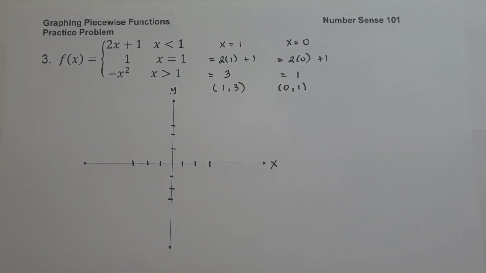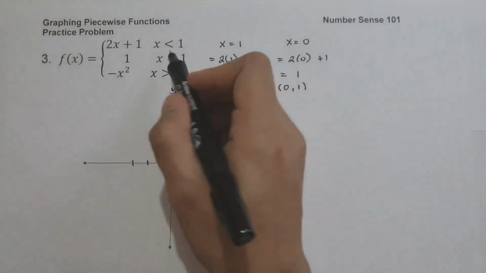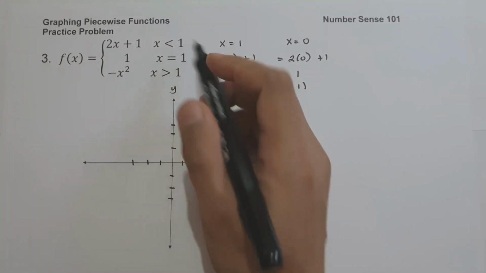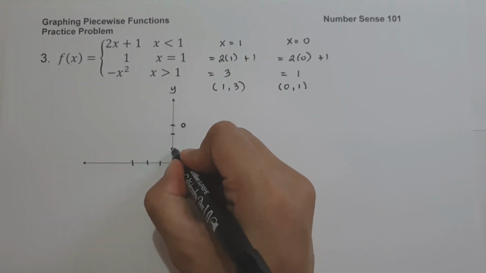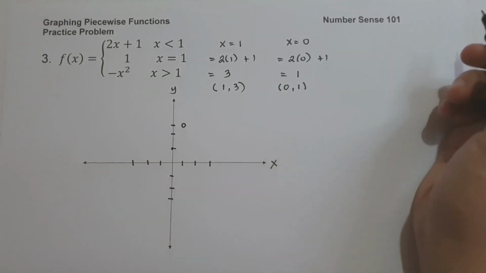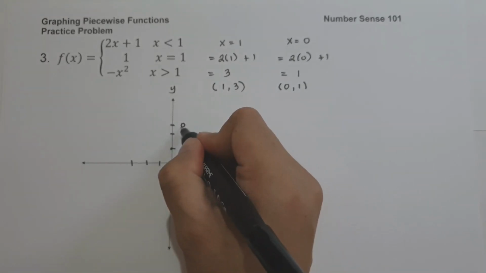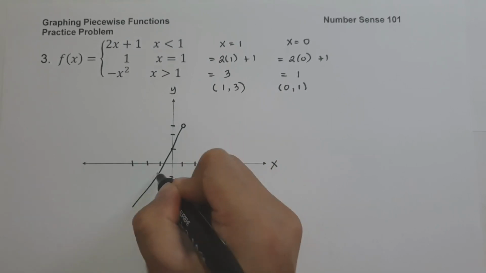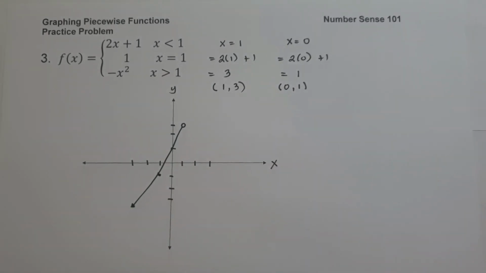So to graph 2x plus 1, when x is less than 1, we are going to have an open circle at 1, comma 3 because we use less than and 1 is not included. And the next point will be 0, 1. So this will be the point. And the next point, if you are going to set x is equal to negative 1, so this is negative 1, comma 1. So this will be the graph of 2x plus 1 when x is less than 1.